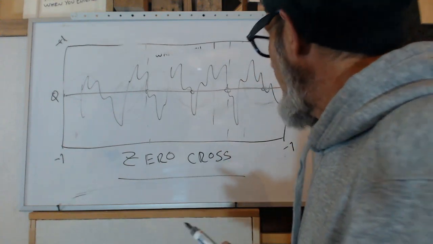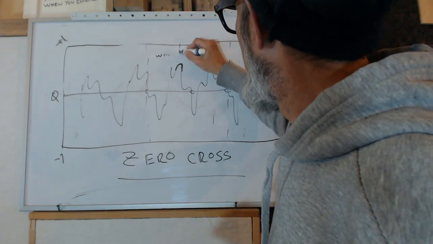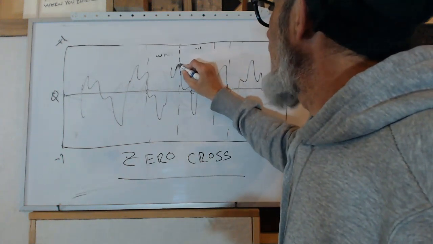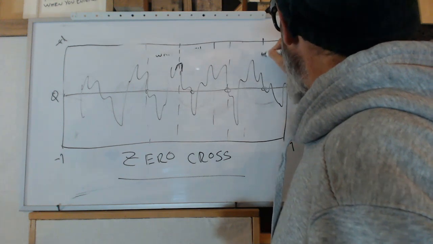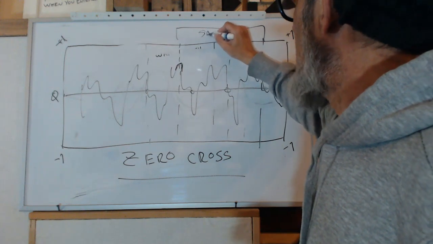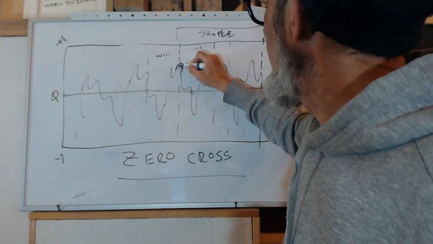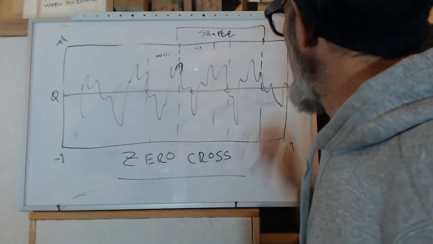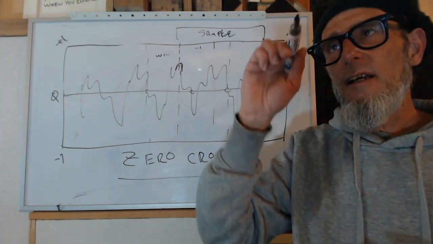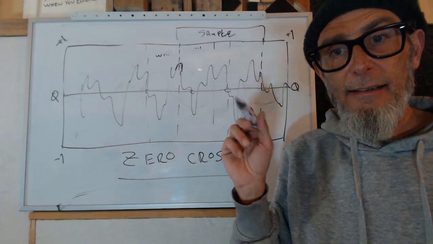Because if you're making a cut someplace here, let's say I'm going to make an edit here. Let's just say I'm interested in this section. This is my sample here. If I'm cutting it here, and then I cut it here, the wave is not completing, right? It's not finishing. It's not going back to zero. So I'm going to get a click. Click, click, click, click, click.